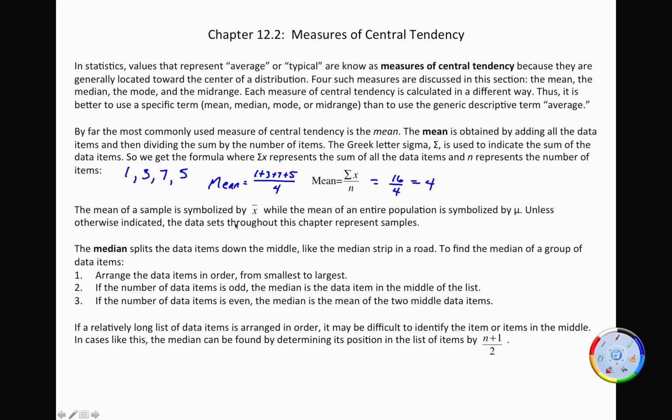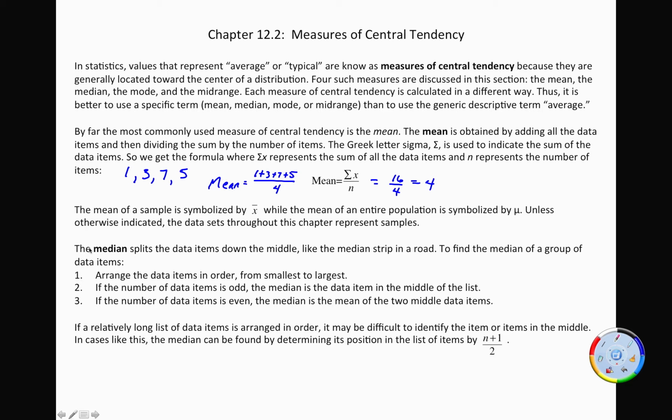The mean of a sample is symbolized by this symbol, which is x bar, while the mean of an entire population is symbolized by this symbol, which is the lowercase Greek letter mu. Unless otherwise indicated, the data sets throughout this chapter represent samples, so we'll be using x bar to indicate the mean.